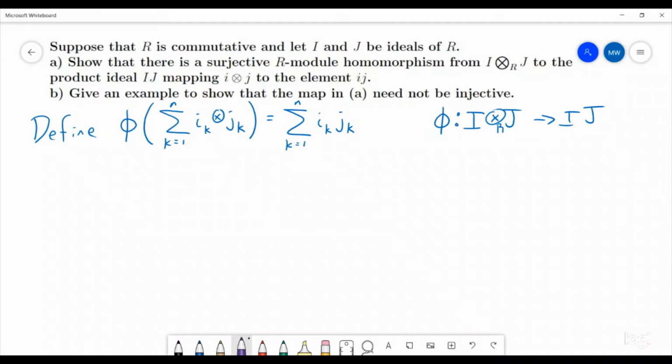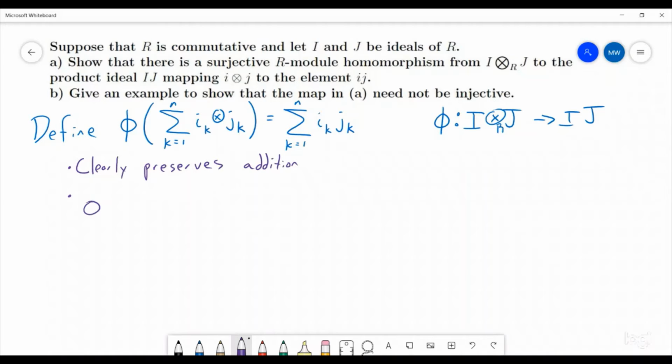First, this clearly preserves addition. We defined it in terms of a sum, so this is clearly going to be preserving addition. The next thing is we need to show that it works with multiplying by something in R. And this is going to suffice for a simple tensor.